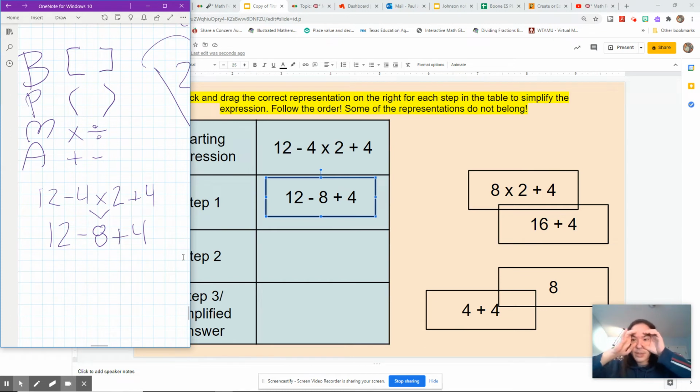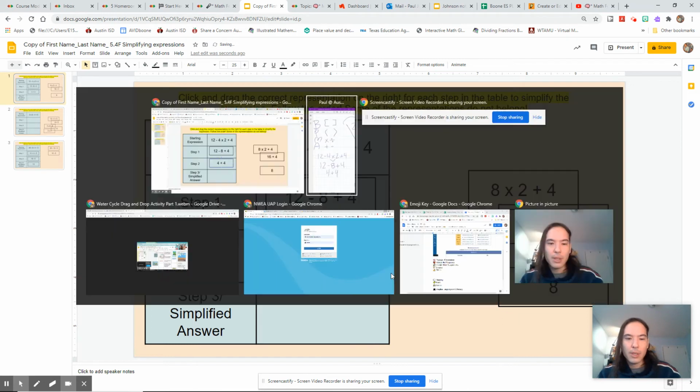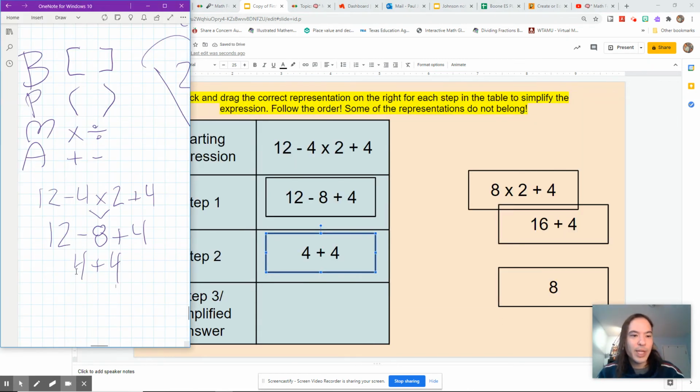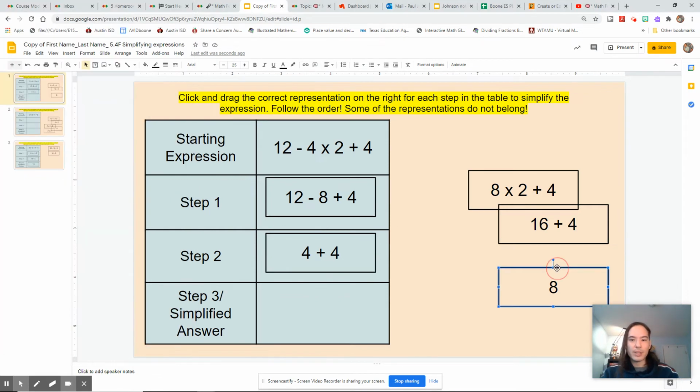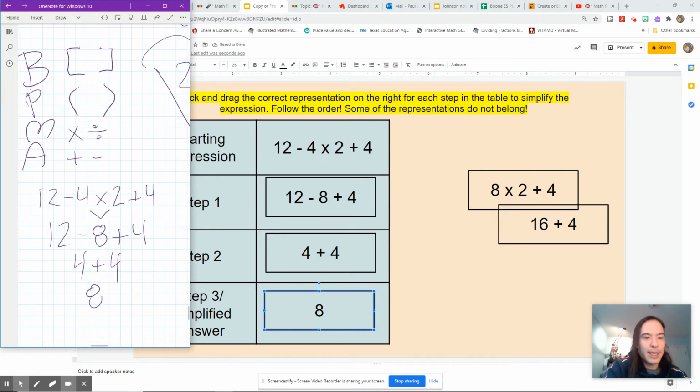So the first thing I need to do is 12 minus 8. 12 minus 8 is 4. So my next line should look like that. 4 plus 4, because 12 minus 8 was 4. And then I copy down the plus, and then I copy down the 4. So I have 4 plus 4, and this takes us back to like first grade problems. 4 plus 4 is 8.